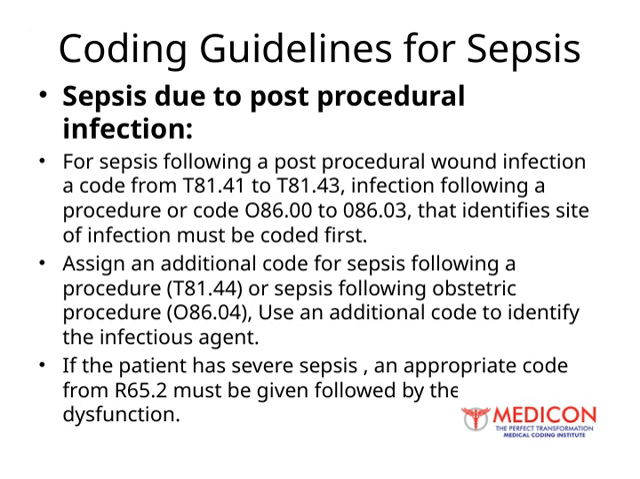Remember, it's also crucial to identify the infectious agent causing the sepsis, so always include an additional code for that as well. Now, if the patient's condition is more severe and they develop severe sepsis, then you should assign a code from R65.2, which captures severe sepsis. After that, you need to specify the organ dysfunction involved, since that's critical for capturing the full clinical picture.